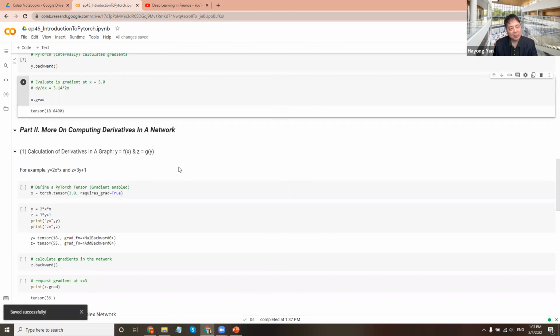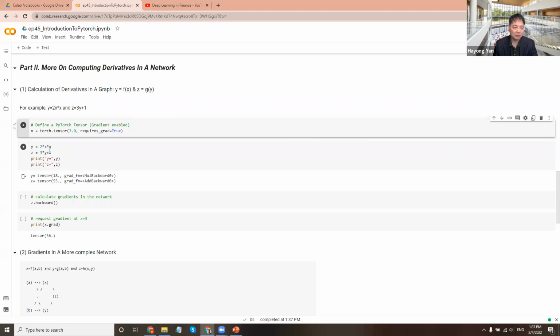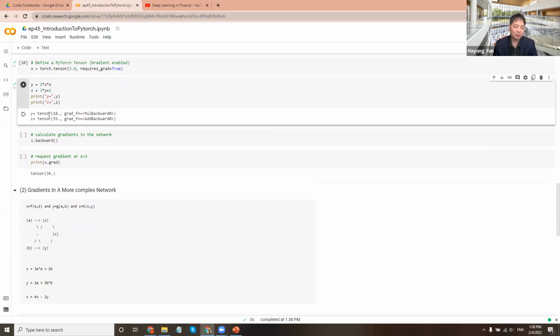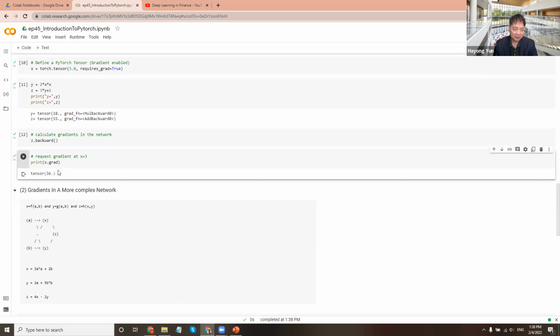A little bit more complex network. So it's not just one y equals something x, but you can do it more complicated. So for example, a chain like y equals 2x squared and then z equals 3y plus 1, like this. And we want to compute the derivative of z with respect to x. Okay? So z is a function of y, which is a function of x. If we want to compute the derivative, then z backward, and then where do we want to compute it? At x, isn't it? And then it computes the derivative here.